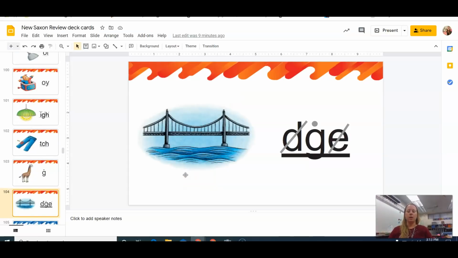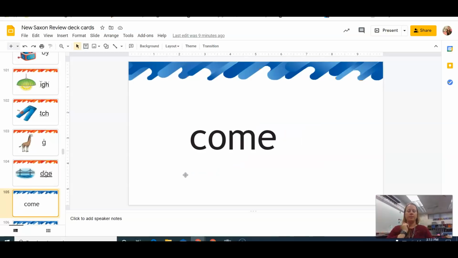And this is our new picture card that we're learning about today. Bridge, j. Okay, here's our sight words.